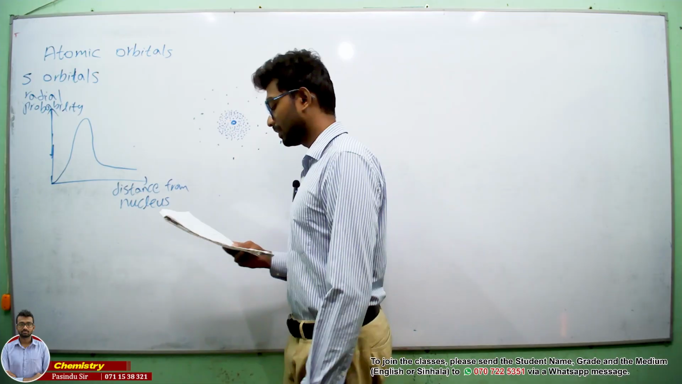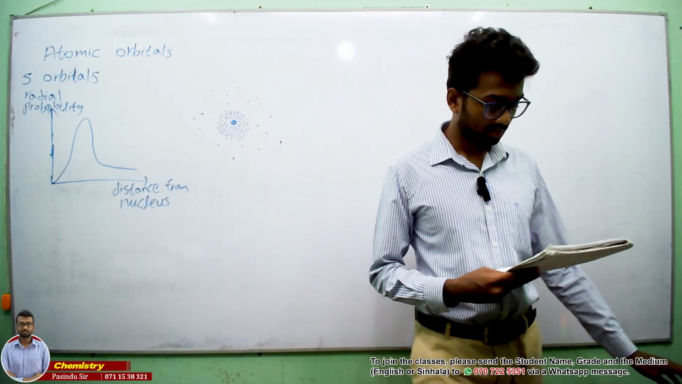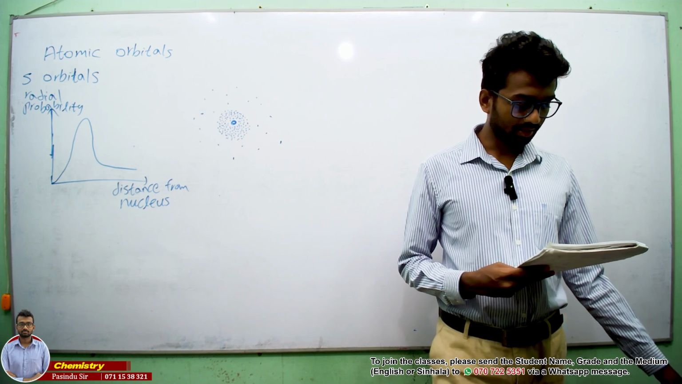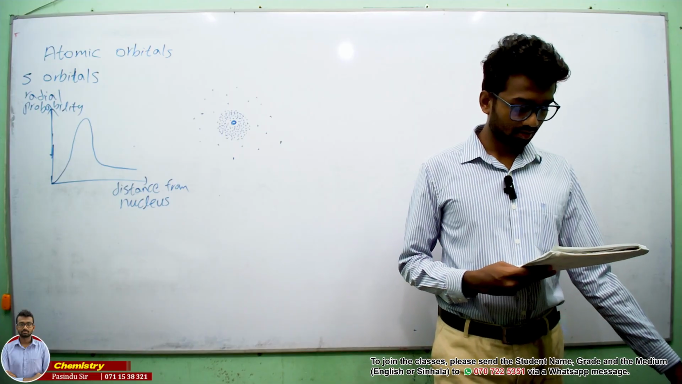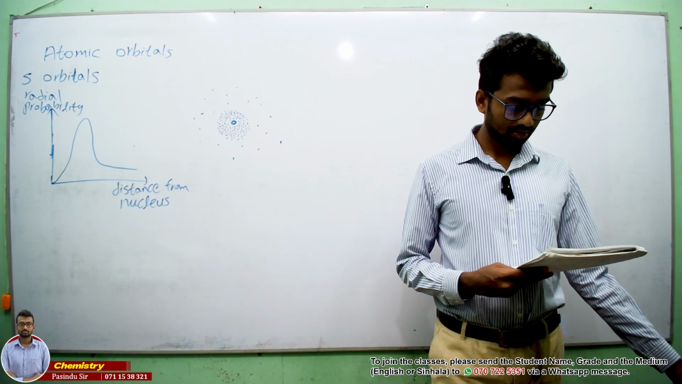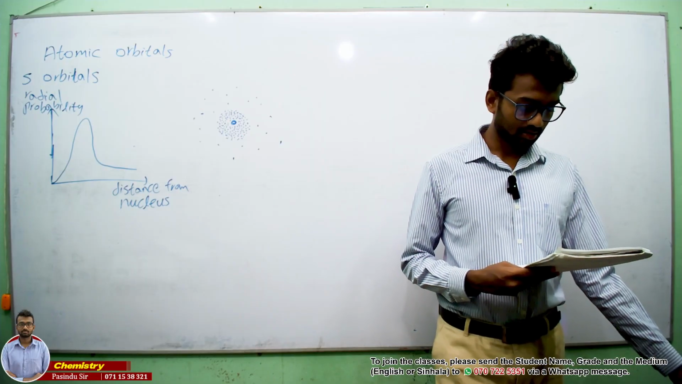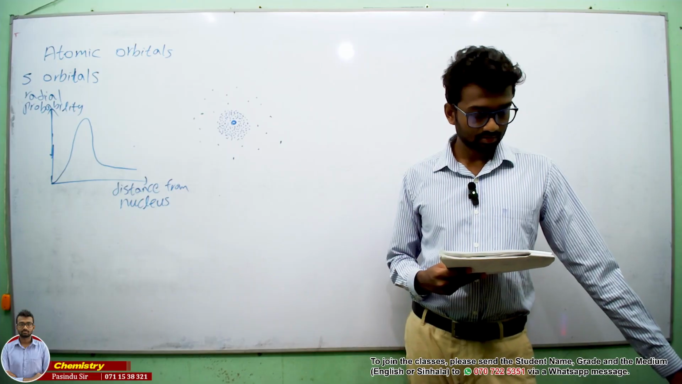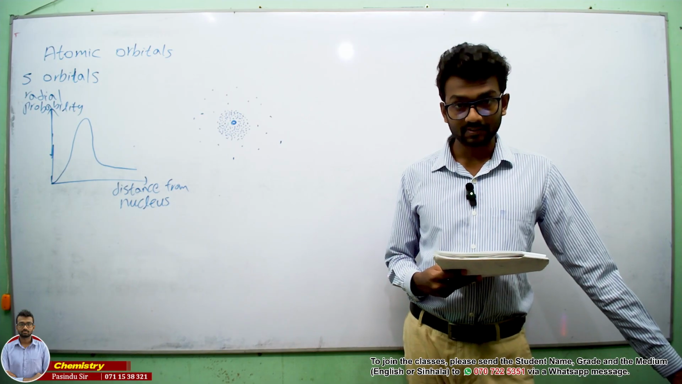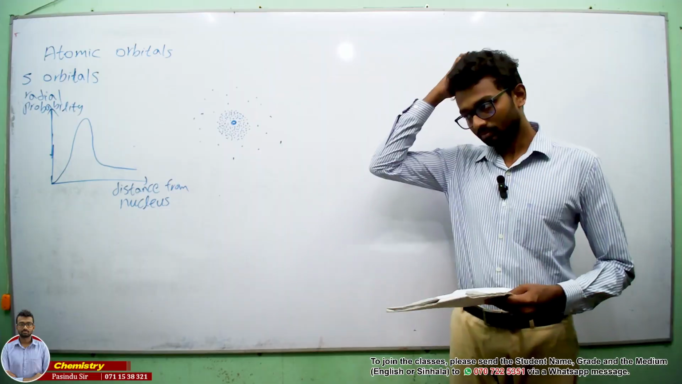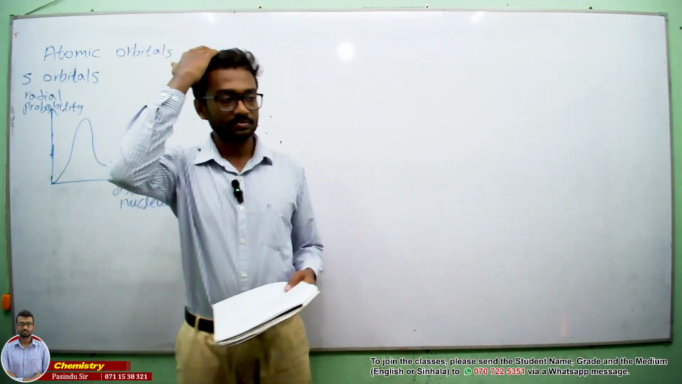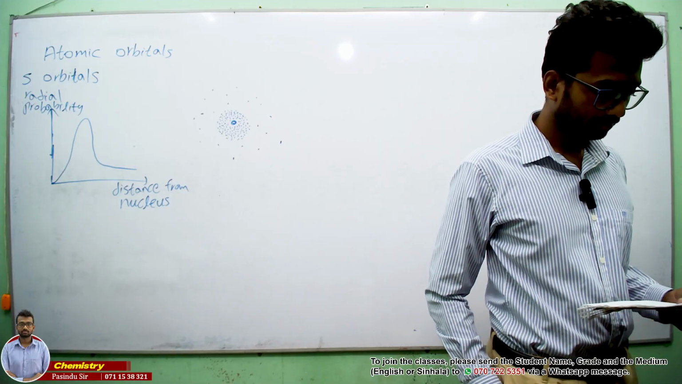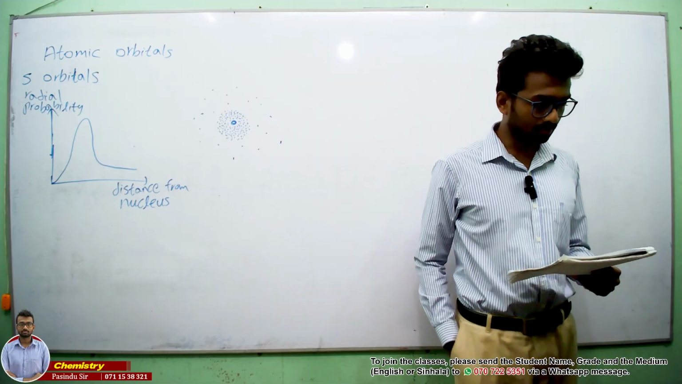The 90% of the probability of the electron existing is within a sphere.